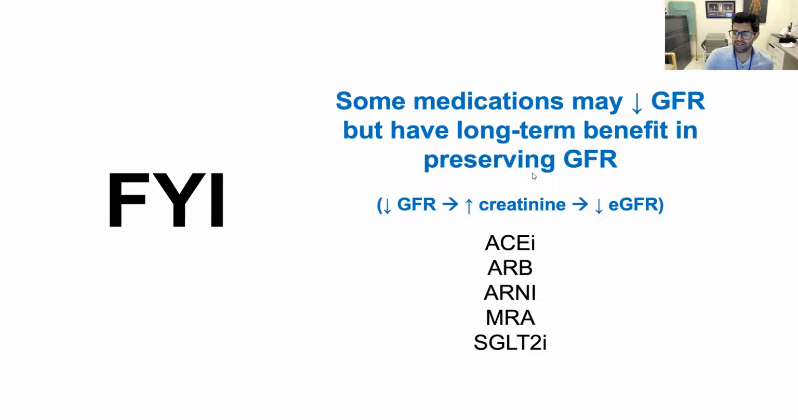There's an FYI here. Some medications will actually reduce your GFR, but they have long-term benefit in preserving your GFR. This is why things can get tricky. If your GFR goes down, your creatinine goes up, and when you put it into the calculator, your eGFR goes down. ACE inhibitors, ARBs, ARNIs, MRAs, and SGLT2 inhibitors. Lucky for us, all the things that are part of GDMT for heart failure will make your eGFR go down, and then you're not sure if it's an AKI or not.